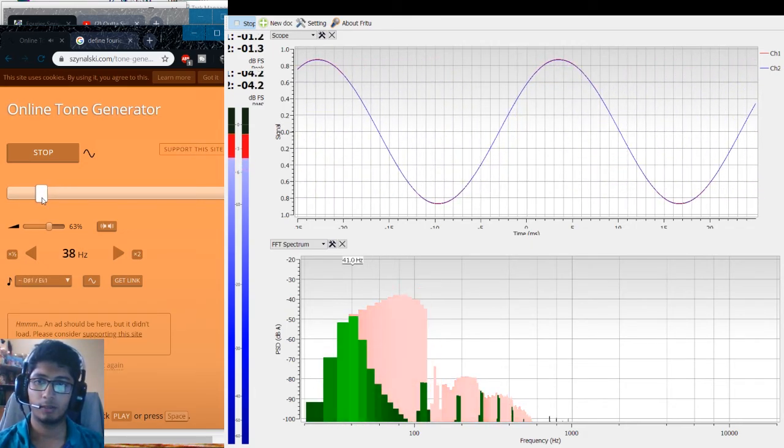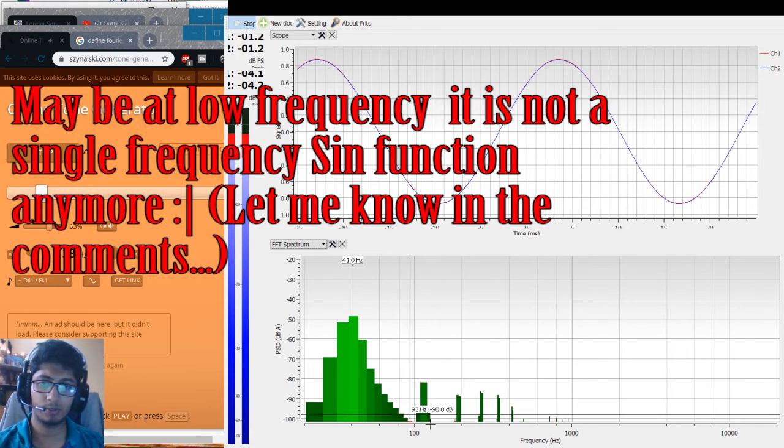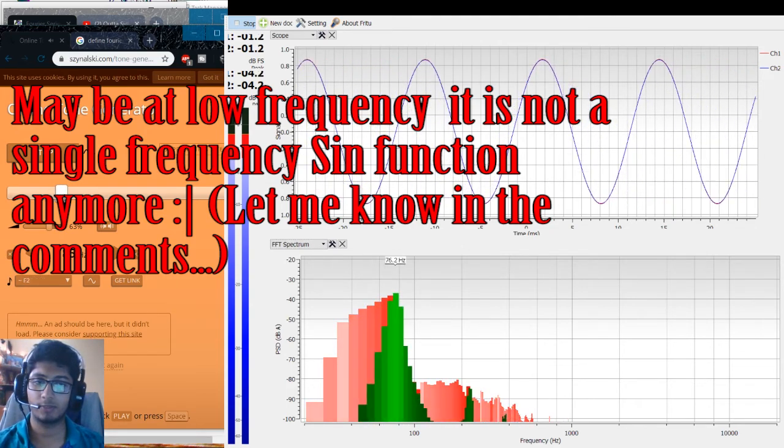Okay, so I'm producing 38 hertz right now, and you can see we are getting many of those little spikes right here. I don't know why. Maybe this is because of the higher harmonics of that signal. I am not gonna make this video complicated by saying all these terms, by the way. So let me pump up the frequency.